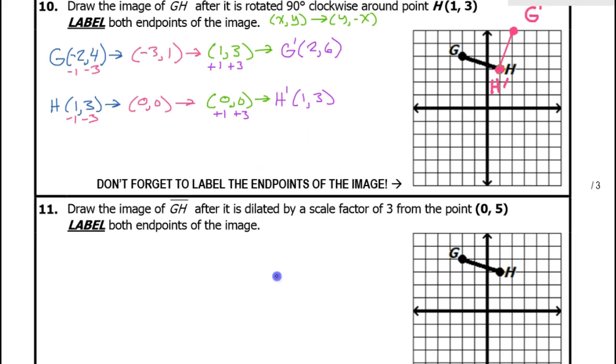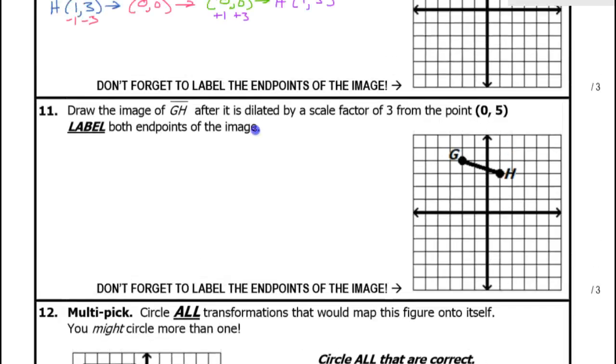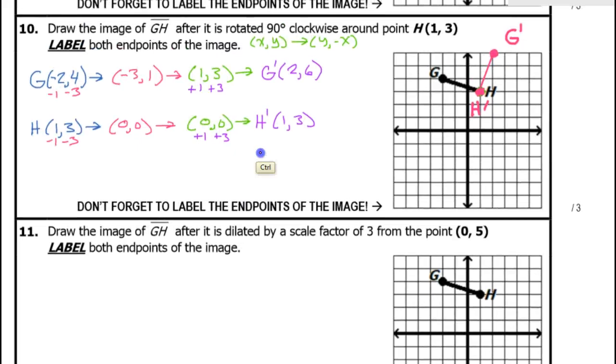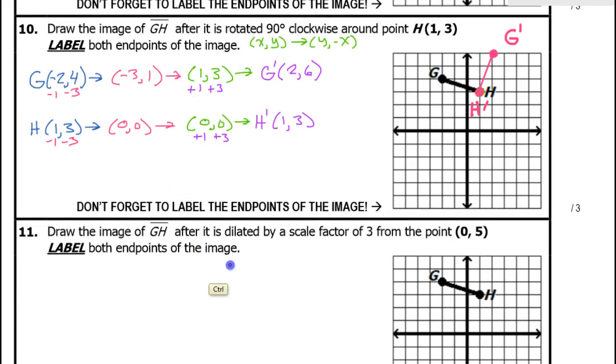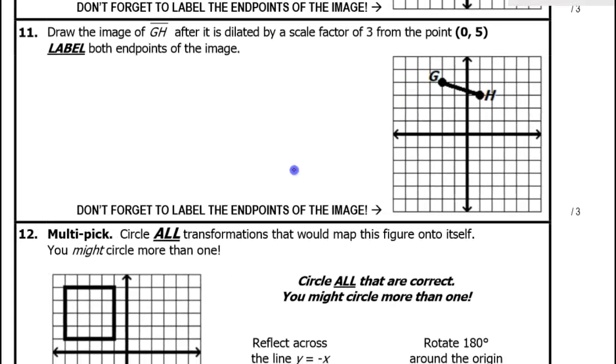Alright, let's move on to number 11. Draw the image of segment GH after it is dilated by a scale factor of 3 from the point 0, 5. So, I'm going to do this in a similar way that I did the previous problem. I'm going to show you how to do it algebraically, and it's going to look a lot like this. And I'm going to show you how to do it graphically, and it's going to look a lot like what I just did right here. Alright, but we're talking dilations.